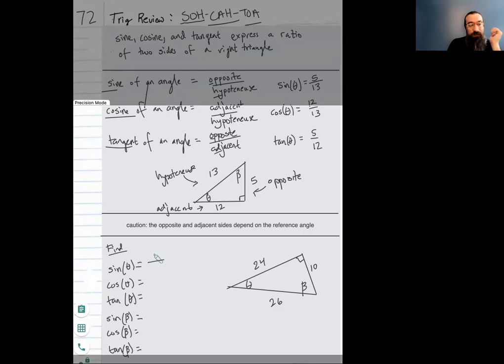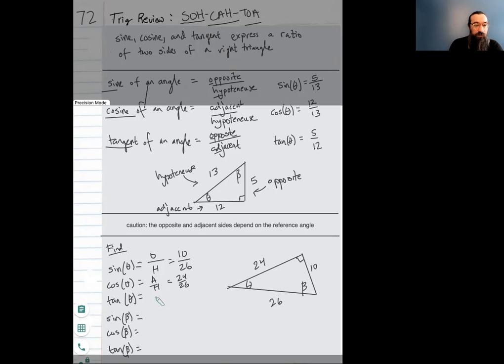So we know that sine is opposite over the hypotenuse. So what is the opposite of this angle? It's 10, right? Opposite of the angle is 10. And what's the hypotenuse? It's 26. And we should simplify, but we'll keep going. What is cosine? Well, cosine is the adjacent over the hypotenuse. What is the adjacent of this angle? Adjacent of this angle is 24. It's the one that's next to it that's not the hypotenuse. So this is going to be 24 over 26.